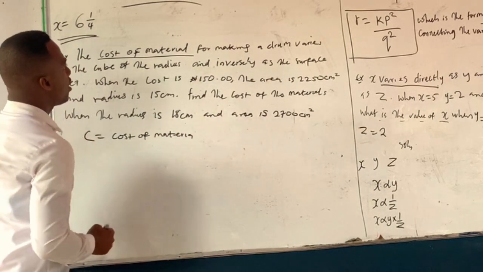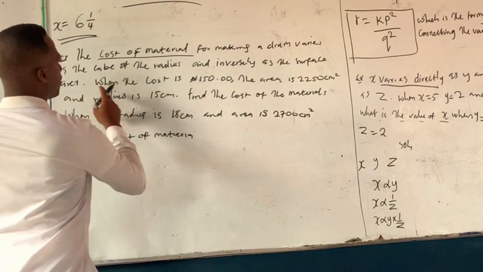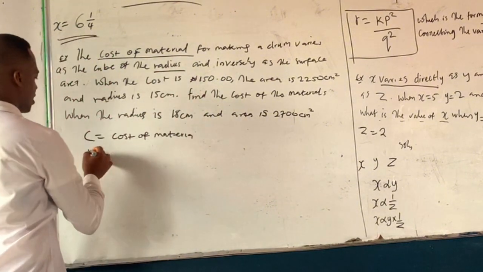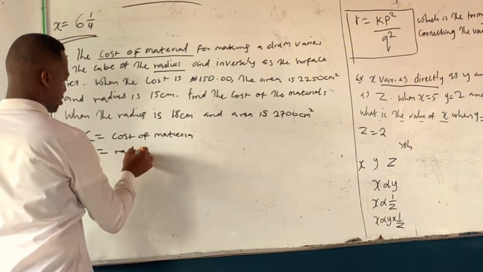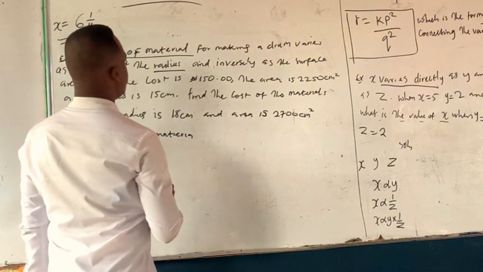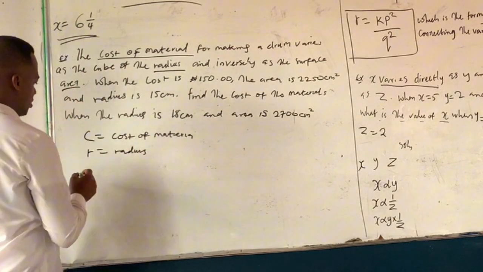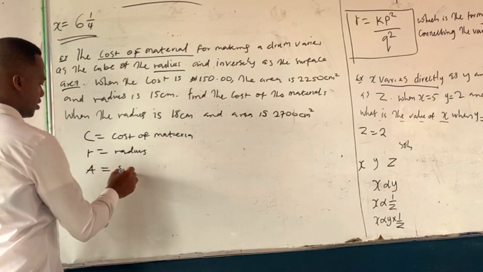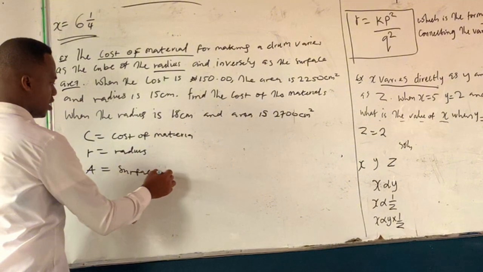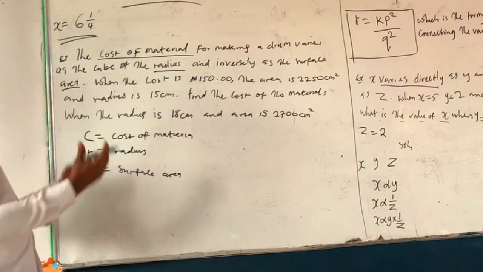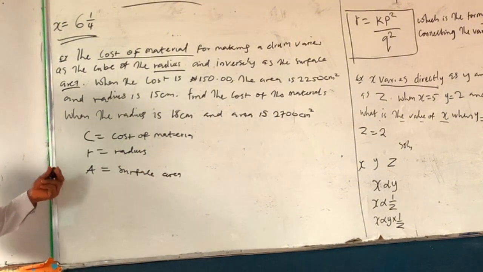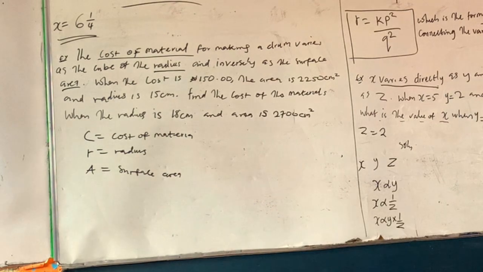Let's use R for radius. And then surface area, we can use A for surface area. So you can use any letter of your choice, okay? But I think this is okay.